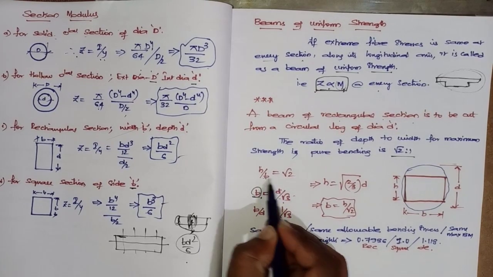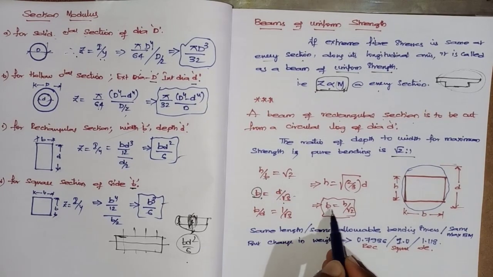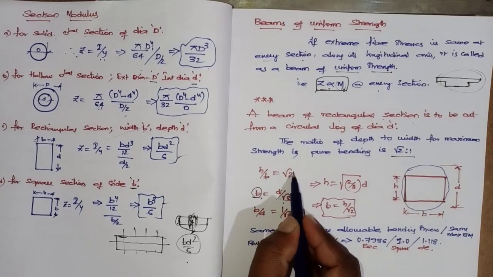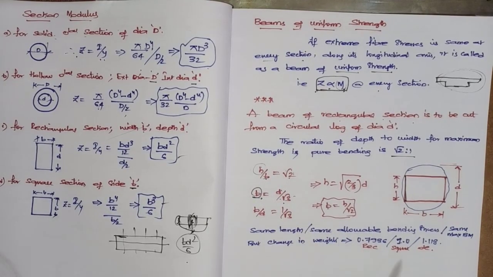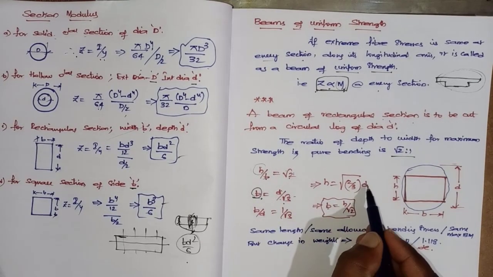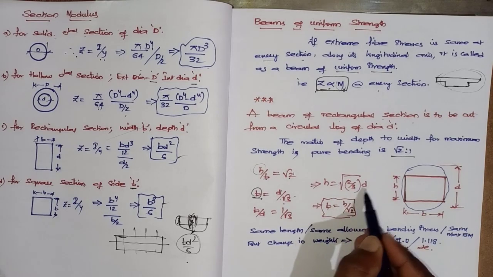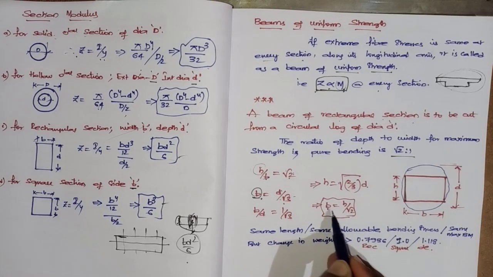Substitute here, or multiply B into root 2, and you will get H. Like that you can calculate. So H in terms of D is under root of 2 by 3 into D, and B in terms of H is H by root 2. Like that you can calculate.